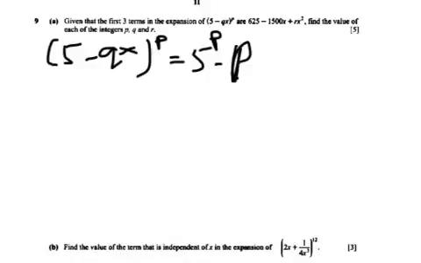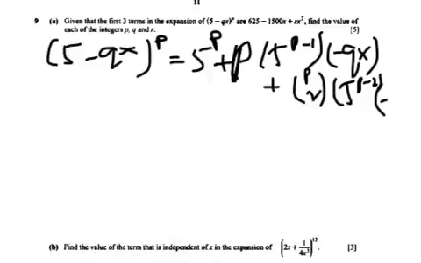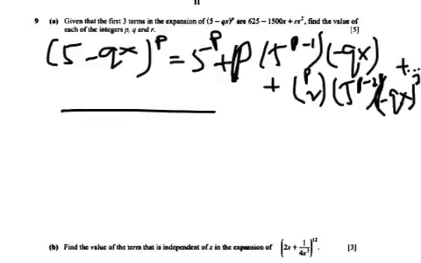p, because of p choose 1, 5 to the p minus 1 power, and then because it's a plus and then minus q here, negative qx to the 1 power, and then plus p choose 2, 5 to the p minus 2, and then negative qx squared. So these are the first three terms, and then you can put plus dot dot dot at the back. So this first part, then we can put the first part down.